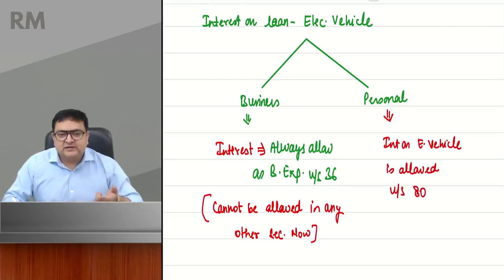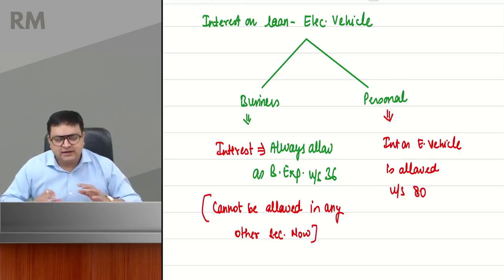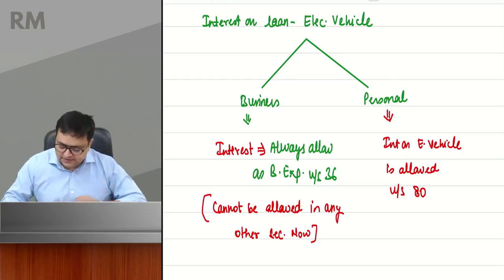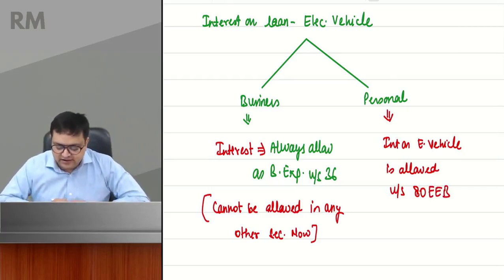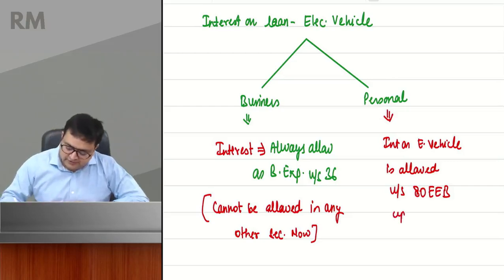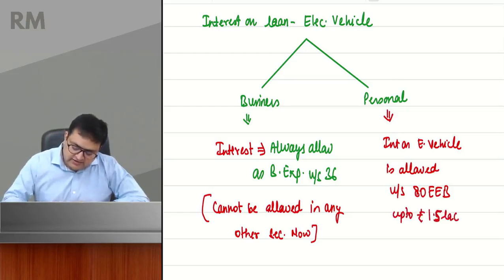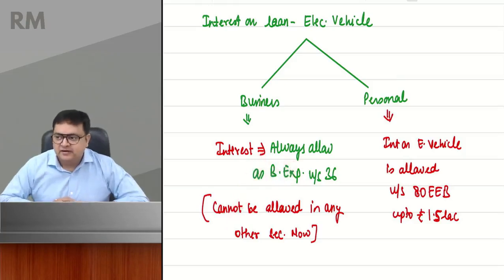See, 80E is for education loan. 80EE and 80EA are, I would say, small sections, not that important, for housing loan for a person who is purchasing a house for the first time. And under section 80EEB, no need to remember the section number, but you should know that there is some provision related to e-vehicle. Interest on e-vehicle is allowed under section 80EEB up to rupees 1.5 lakh as the maximum limit. Guys, there is no such limit in a business vehicle. So it is allowed up to 1.5 lakh.